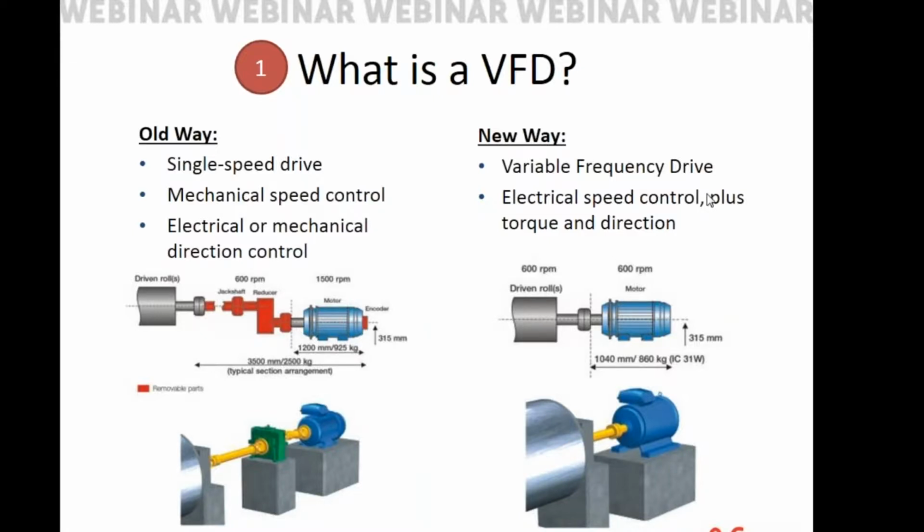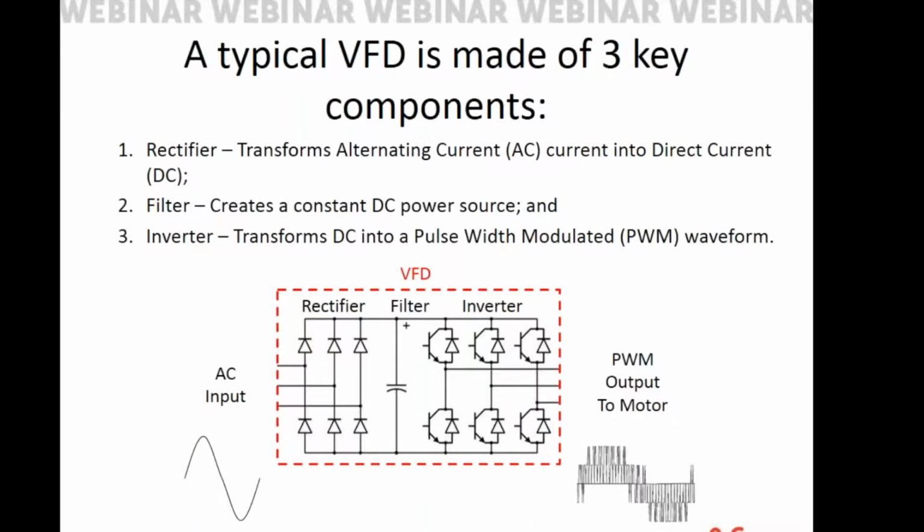A typical VFD is really made up of three key components: a rectifier section, which takes the building wire 60 Hz AC and transforms it into DC; a filter section, which is basically a capacitor bank and probably an inductor bank, which smooths out all the pulses to make a true clean DC power source. After that, the DC rails are actually transformed into a pulse width modulated waveform, something like what is seen at the lower right of the screen. This is done using a sophisticated switching technology and typically microcontrollers.